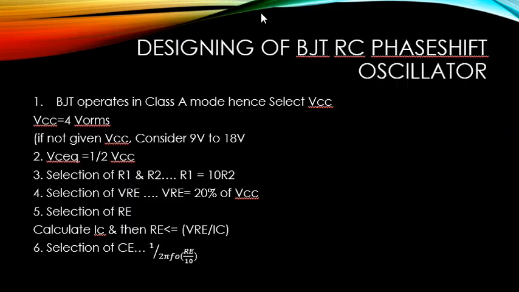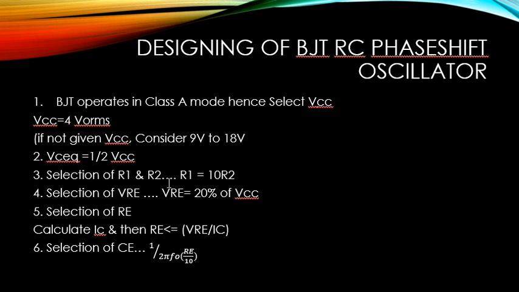Okay. Next thing is designing of the BJT RC phase shift oscillator. To design the RC phase shift oscillator, these are the following steps written. So for the BJT, if you are designing a BJT RC phase shift oscillator, VCC should be assumed to be 4 VRMS. Or if VCC has not been given, you have to consider it to be 9 volts or 18 volts. The VCEQ, the voltage across the collector and emitter, should be half of that of VCC. If VCC is 18 volts, VCEQ should be 9 volts.